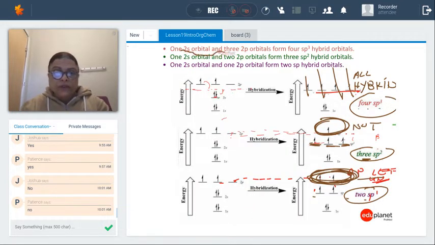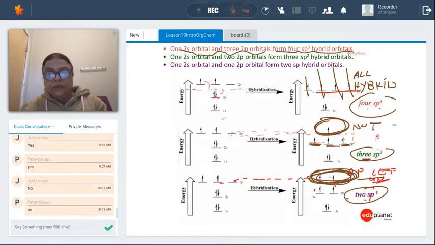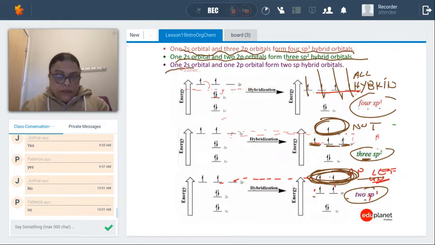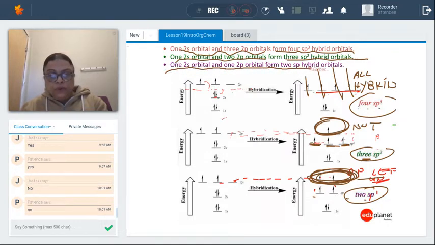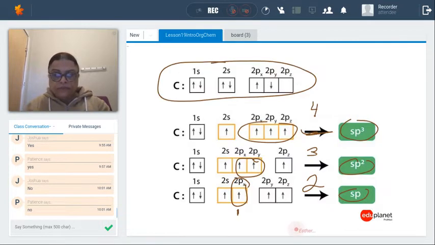1 s orbital and 3 p orbitals form 4 sp3 hybrids. 1 s with 2 p's, 3 sp2 hybrids. 1 s, 1 p, 2 new hybrid orbitals that are called the sp. Questions?